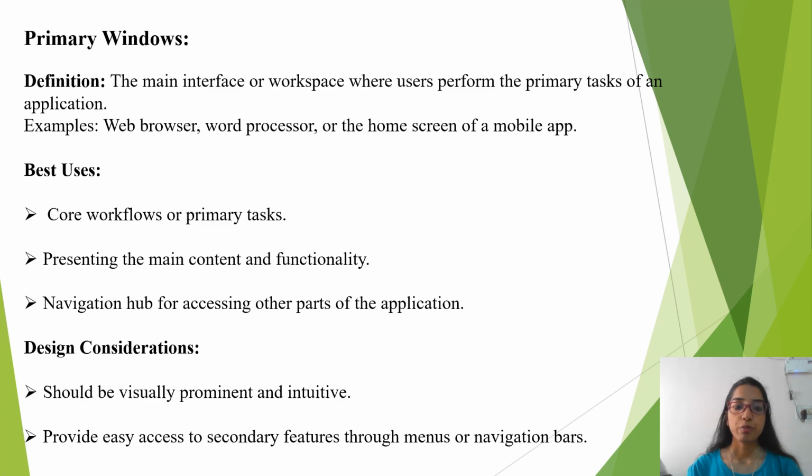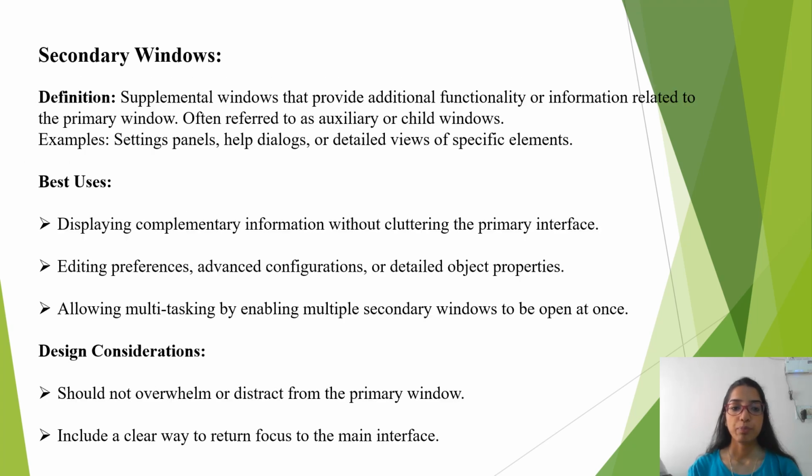Best use cases of primary windows are core workflows or primary tasks, presenting the main content and functionality, and serving as a navigation hub for accessing other parts of the application. These are the best uses of these windows, and design considerations are: should be visually prominent and intuitive, and provide easy access to secondary features through menus or navigation bars.